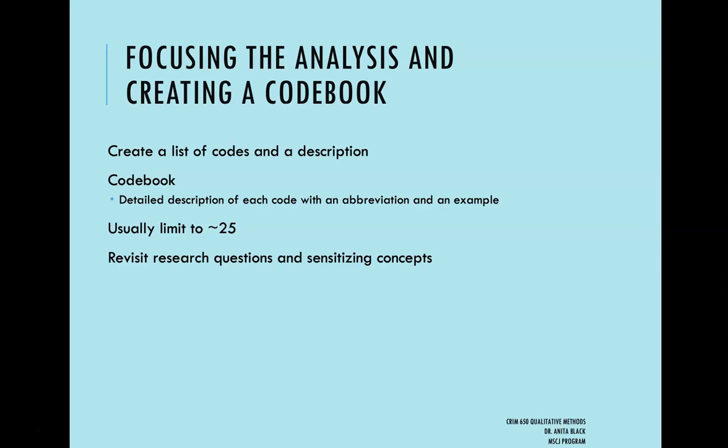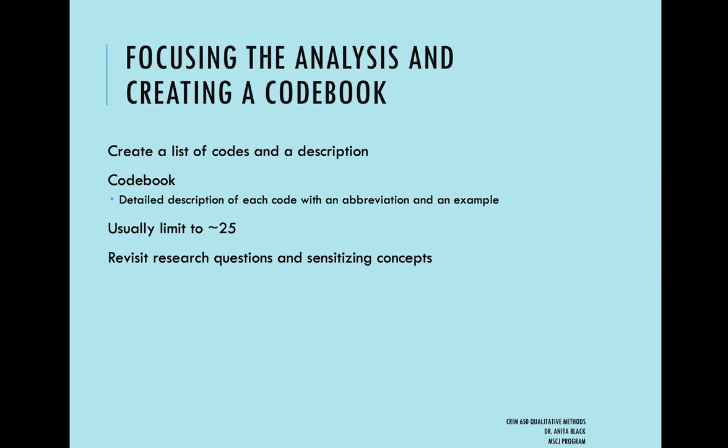Now, the number of codes in a code book varies from person to person and project to project, but Tracy recommends that we should limit our codes to around 25. Also, the more people involved with the coding, the more detailed the code book should be. As you're doing your coding and as you're creating your code book, remember to revisit your research questions and synthesizing concepts and other ideas throughout the analysis process.